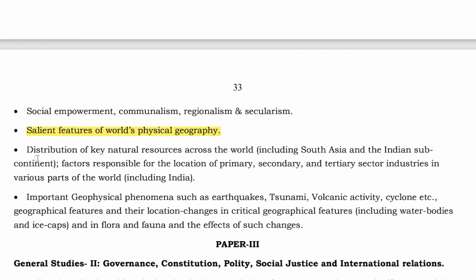The next is the distribution of key natural resources across the world, including South Asia and the Indian subcontinent, and factors responsible for the location of primary, secondary and tertiary sector industries in various parts of the world, including India. For this portion, you can use any coaching institute's booklet, similar to before. Any booklet which you get hold of, read from that. And next, you can also watch certain YouTube videos. I watched certain geography videos on Mrunal sir's YouTube channel. So I learned first from that, then I took any coaching institute's booklets and used them.